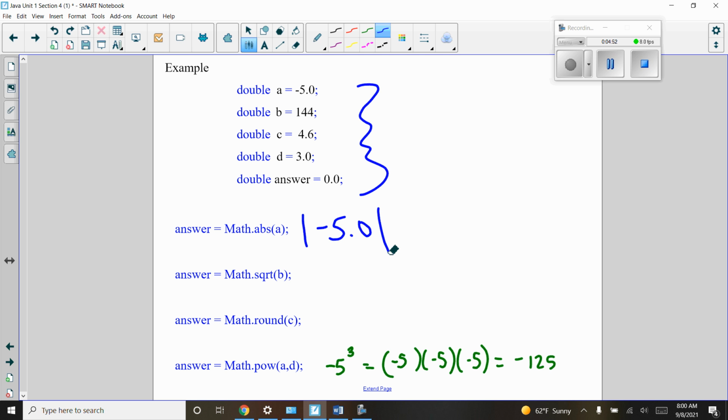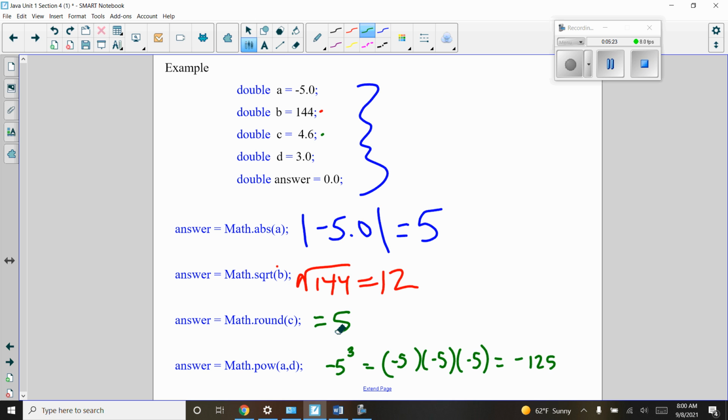Now notice all of these are double variables, so they can all have a decimal, but this would just be 5. Math.sqrt of b. So b up here is this b right here, which is 144. So the answer to this would be 12. Math.round of c. So we see c here is 4.6. That would equal 5 because 4.6 would round up to 5.